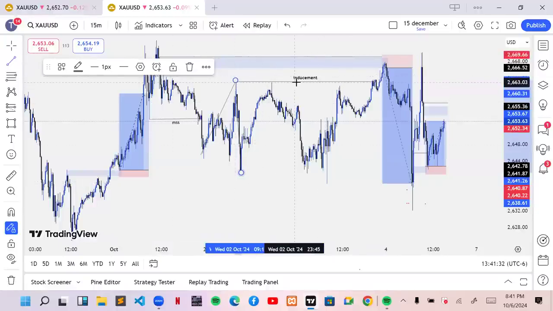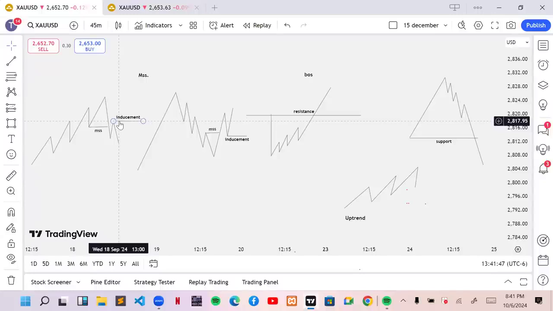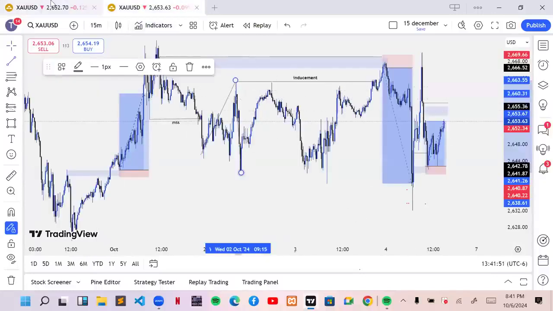So this is where the inducement is for this particular trade, because that is the first valid pullback that market made after this market structure shift. So it's just like this. Market was on an uptrend, shifted straight to the downside, made this pullback. That pullback is your inducement. Same as this. This pullback is your inducement.